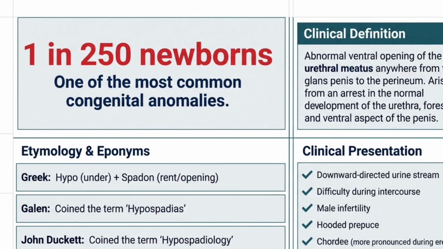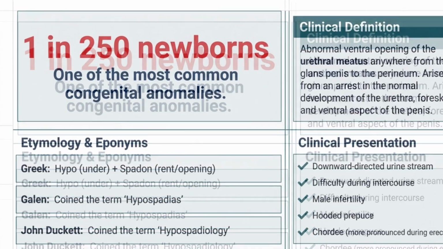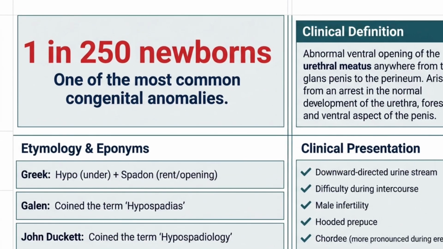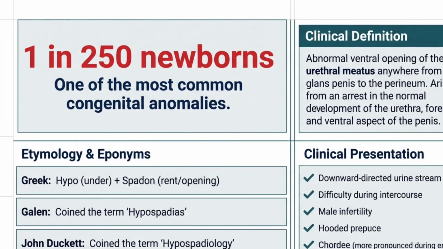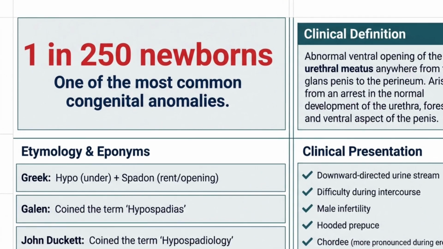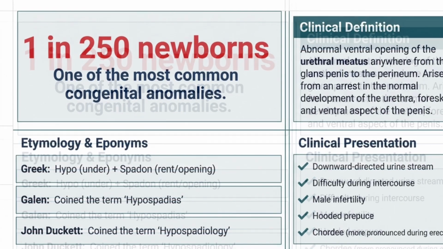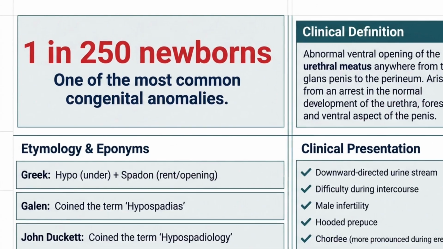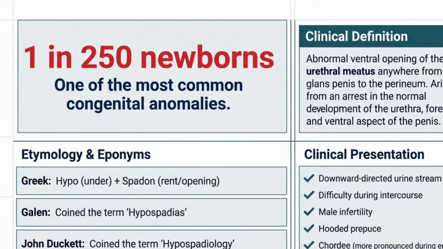It arises from an arrest in the normal development of the urethra, foreskin, and ventral aspects of the penis. Clinical presentation: downward directed urine stream, difficulty during intercourse, male infertility, hooded prepuce, and chordee.